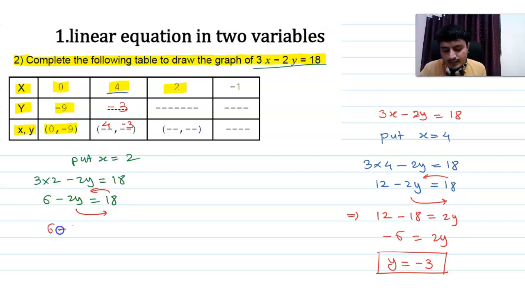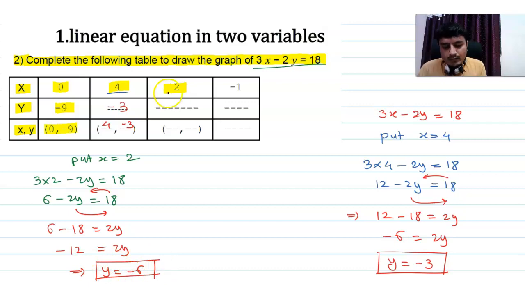We are getting 6 minus 18 equals 2y. 6 minus 18 becomes minus 12, that is equal to 2y. Now divide both sides by 2, we are getting the value of y is minus 6. So once x is equal to 2, the value of y is minus 6. So the coordinate x comma y is 2 comma minus 6. Now look at the next one.